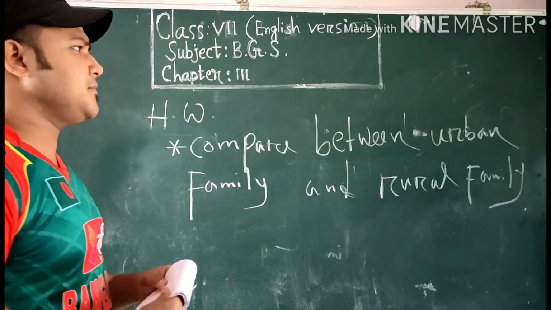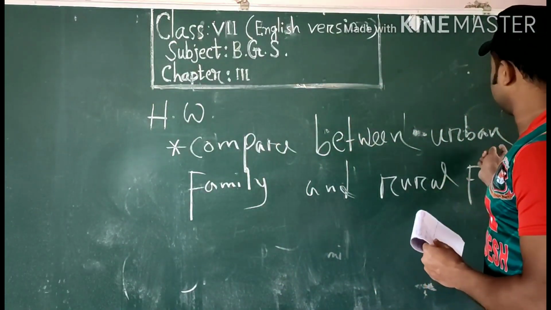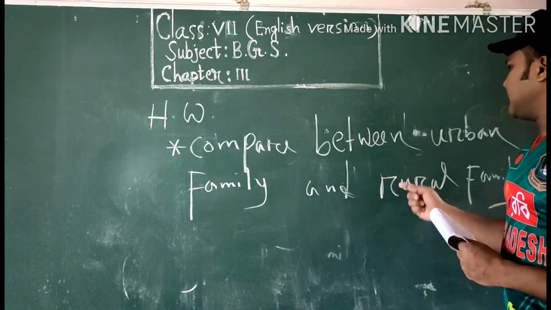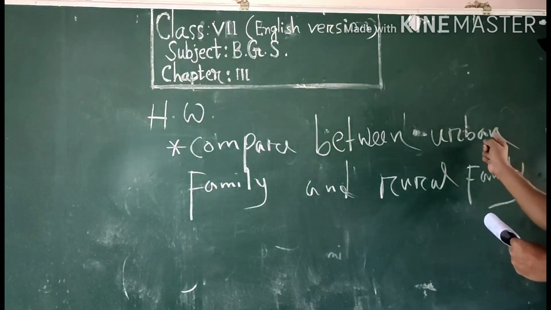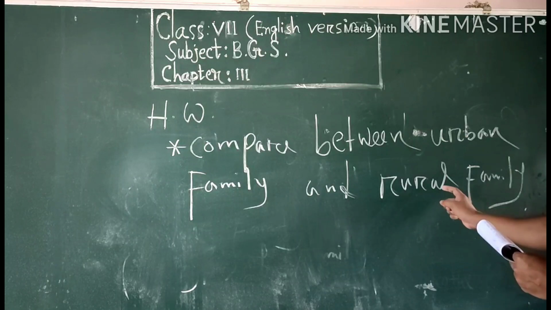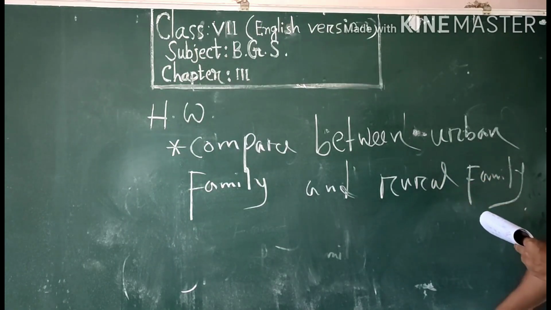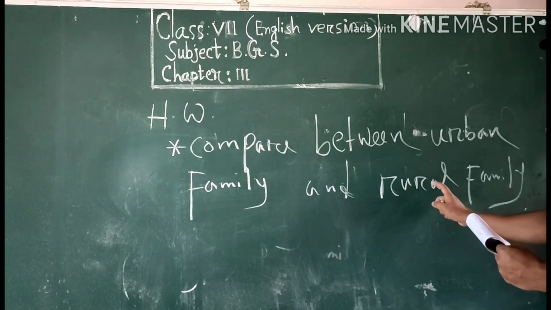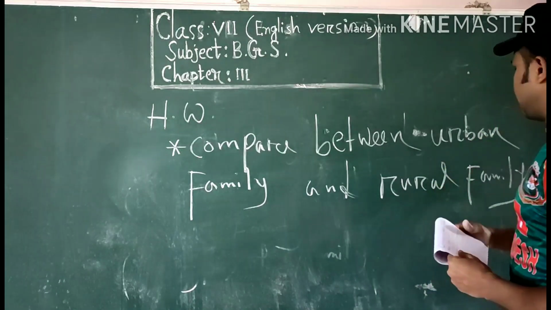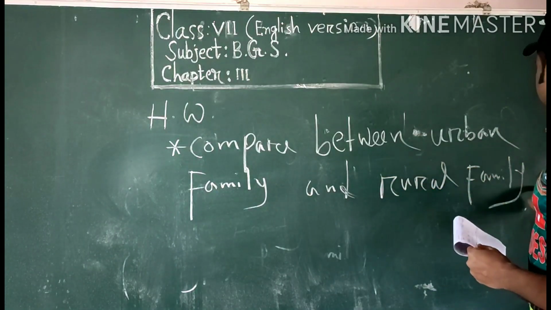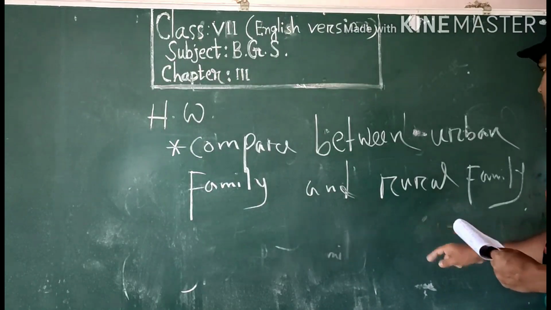In this perspective, you can discuss about nuclear family whenever you discuss about urban family, and apart from this, the rural families. Most of the joint families exist in rural areas. That's why whenever you discuss about rural family, you have to mention extended or joint families.